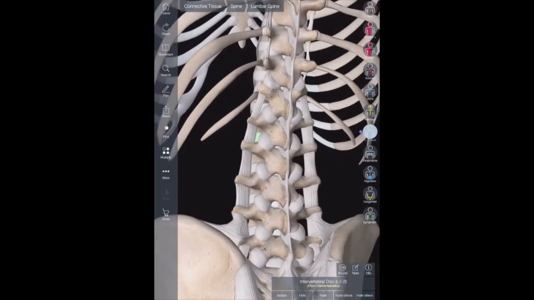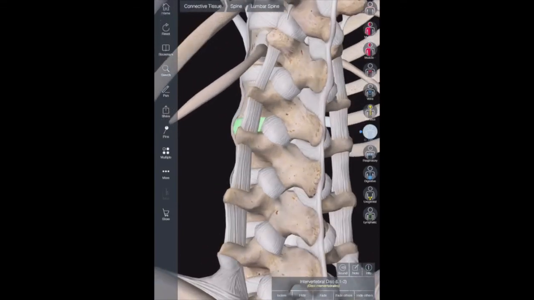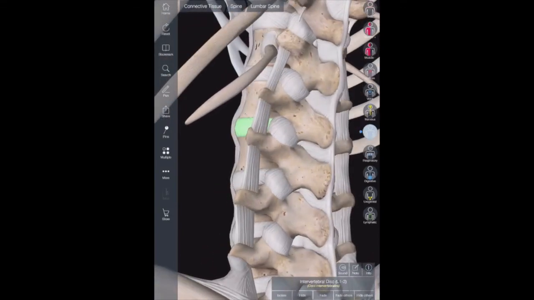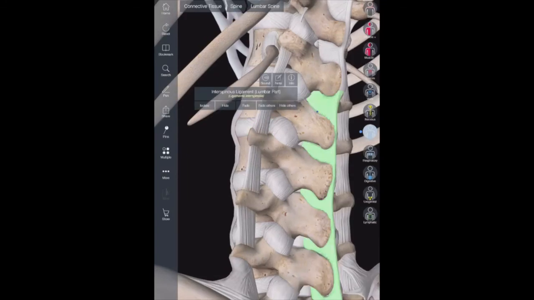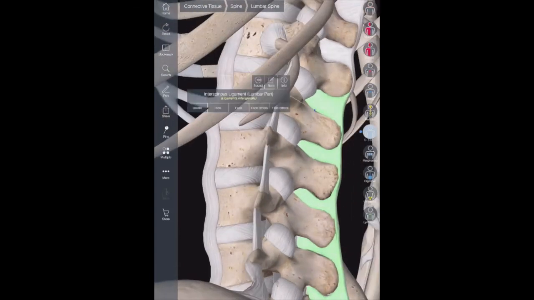Now, running along the top, or along the posterior surface, is a ligament called the supraspinous ligament, and joining these all are the interspinous ligaments. Now, in this particular software, they haven't made a distinction between the supraspinous ligament and the interspinous ligament, so we're going to highlight it all together here. On the anterior surface, we have another long ligament that connects all these vertebrae together, and this is the anterior longitudinal ligament.